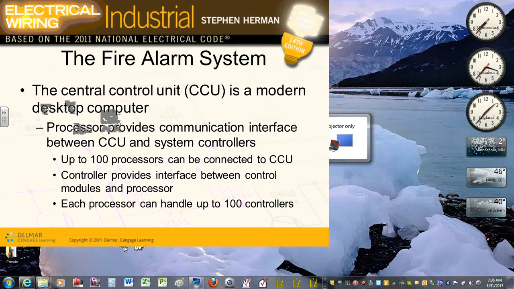What are the outputs that you tie to output modules? Your horns, strobes, or sometimes you can tie it to the speakers so you can alarm. You can use your speakers as an output device of the fire alarm system. Okay, up to 100 processors can be connected to the CCU, and I really don't like to because these are different technology goes.